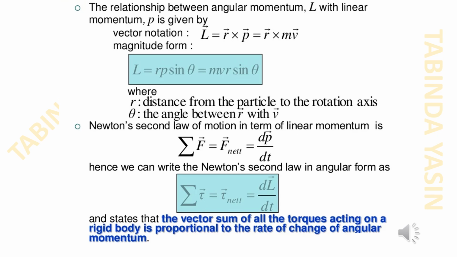From Newton's second law of motion in terms of linear momentum, we know that the summation of F, the net force, is equal to dp over dt. Hence we can write Newton's second law in angular form: summation tau, the rotational force torque, is equal to tau net, equal to dL over dt. In place of linear momentum we write angular momentum. This states that the vector sum of all the torques acting on a rigid body is proportional to the rate of change of angular momentum. That is the definition of angular momentum in terms of the rotational force, torque.